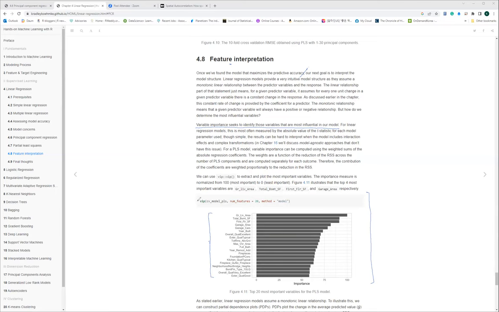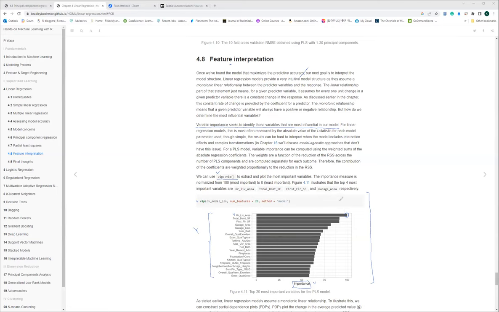And then we can plot those results by using the VIP function. We can calculate those importance values, and then plot them as a bar plot by sorting these variable importance values. When you look at the x-axis, we have an importance score, and the y-axis is a set of the variables. As you can see, the interpretation is very straightforward. Ground living area is the most influential variable that allows us to predict the sales price.